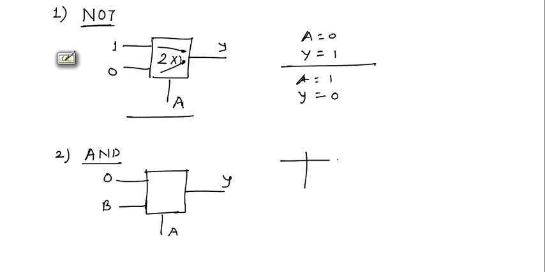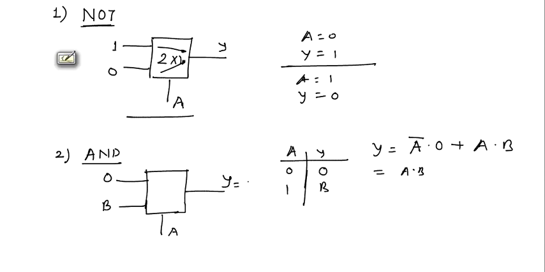For this we will draw a truth table. If A is 0, Y will be equal to 0. If A is 1, Y will be equal to B. So the equation for Y will be equal to A bar dot 0 plus A dot B, which equals A dot B, which means this is an AND gate. Now we'll see how to select the inputs of this gate.